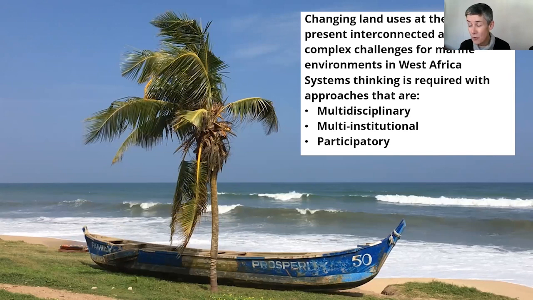What is required then to address these, and Mike's talked a lot about this at the start of the seminar, is really needing that systems thinking. So approaches need to be multidisciplinary, so working from different aspects. They need to include people and the social situation, as well as the physical environment, urban environment, and the natural environment. They need to be multi-institutional, so they are bringing different stakeholders together. Very important when we're trying to address these issues is to include people that live and work at the coasts, and that's that last point of being participatory.